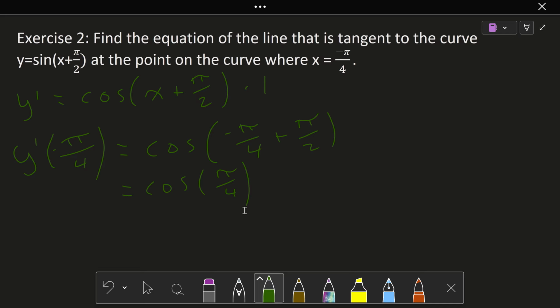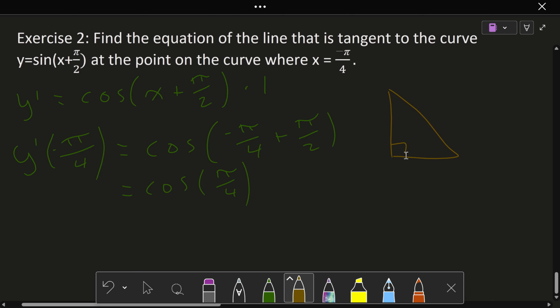Awesome. Now, I don't want to use a calculator for this. I don't want to come up with some kind of crazy answer. What I want to do is remember my special triangles. So if I draw down my special triangle again, when I have the pi over 4, I'm going to have my 1, 1, root 2, where that angle is pi over 4, and so is the other angle. Because it's the 45-degree triangle, I know that the cos of pi over 4 is equal to 1 over root 2, and that was by using my special triangle.